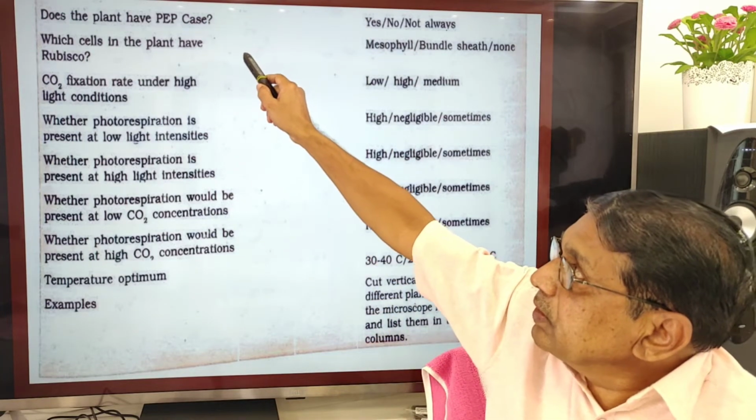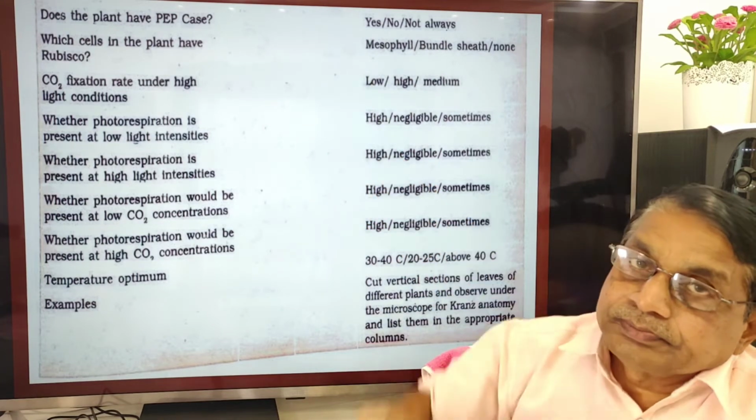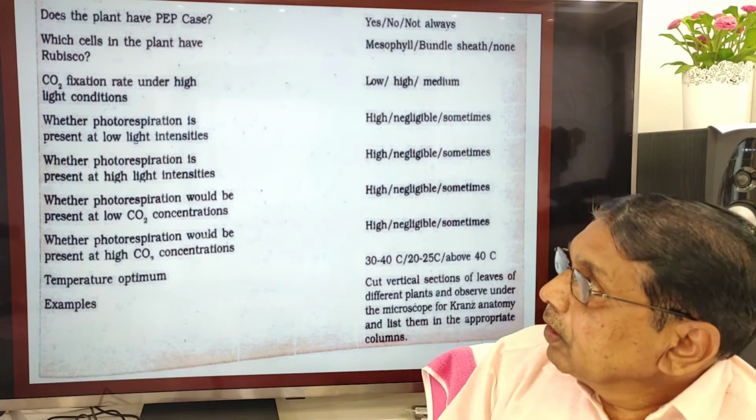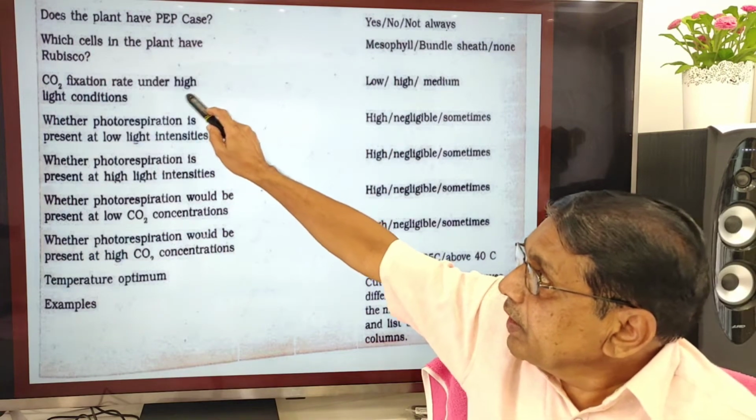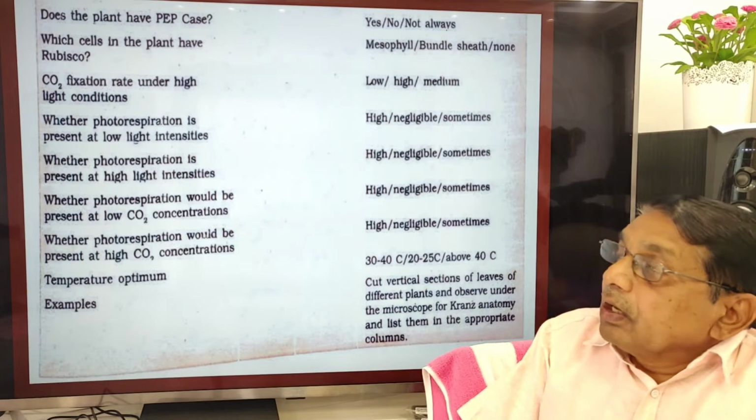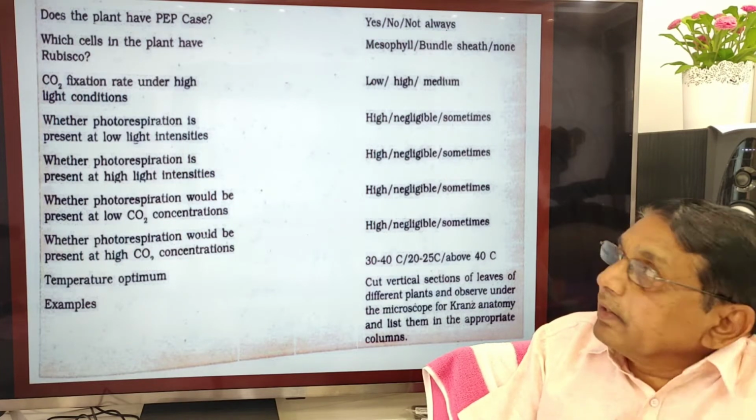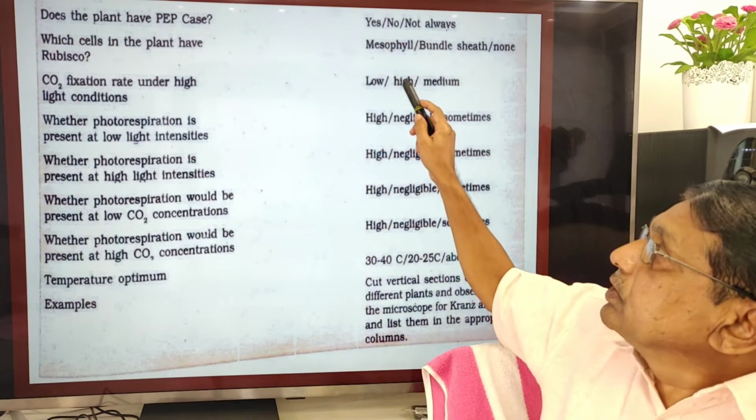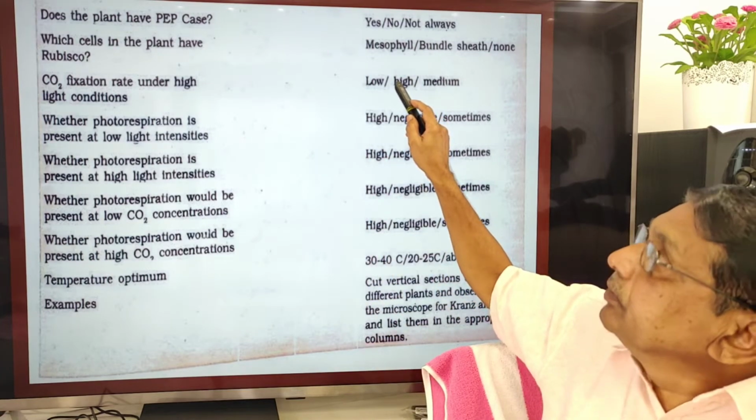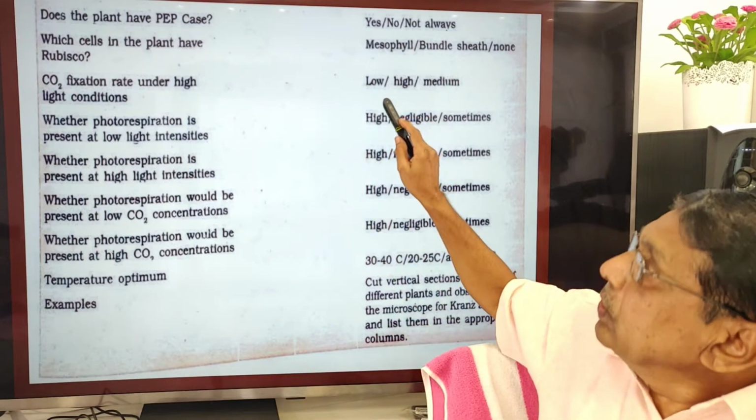Which cells in the plant have rubisco? In C3 plants, mesophyll cells. In C4 plants, bundle sheath cells. Carbon dioxide fixation rate under high light conditions. C3 plants high, C4 plants also high.